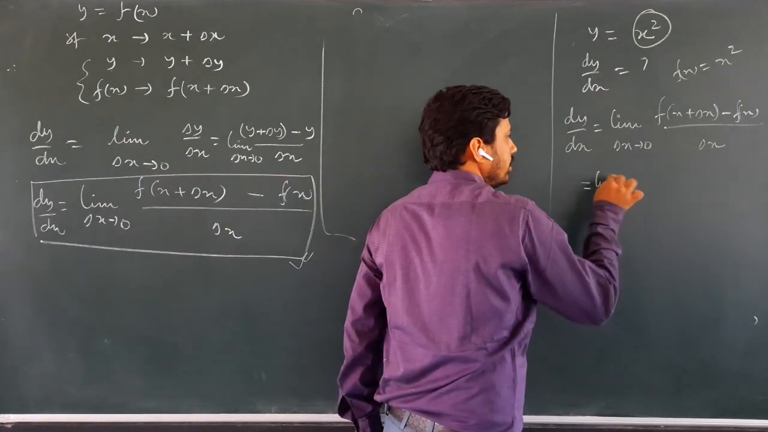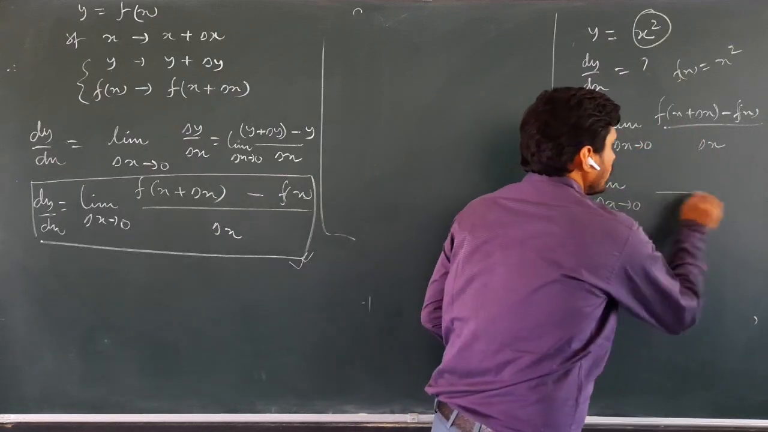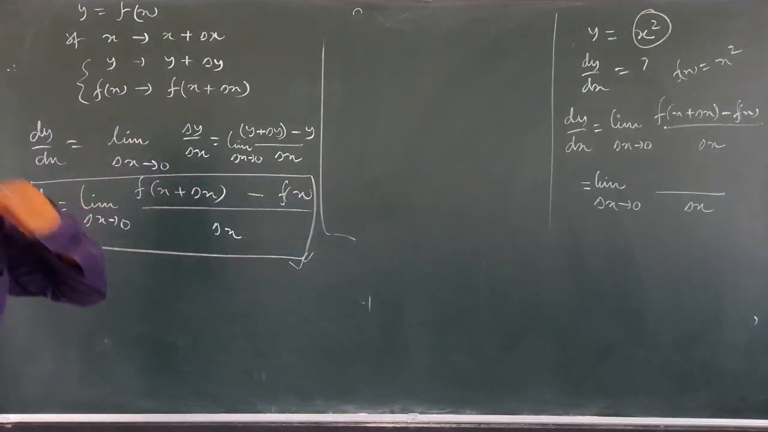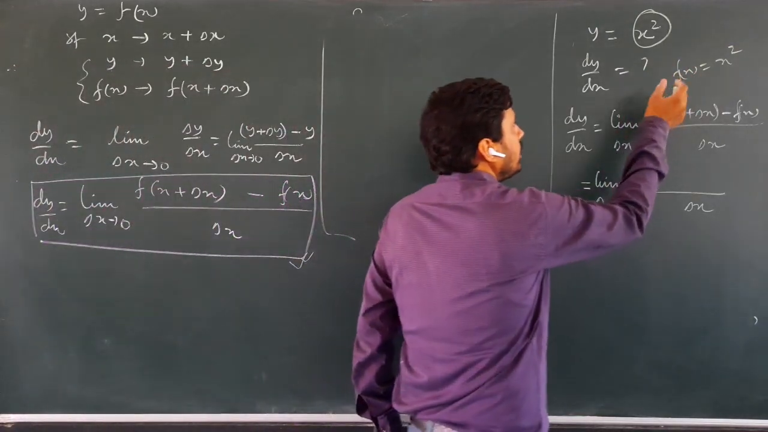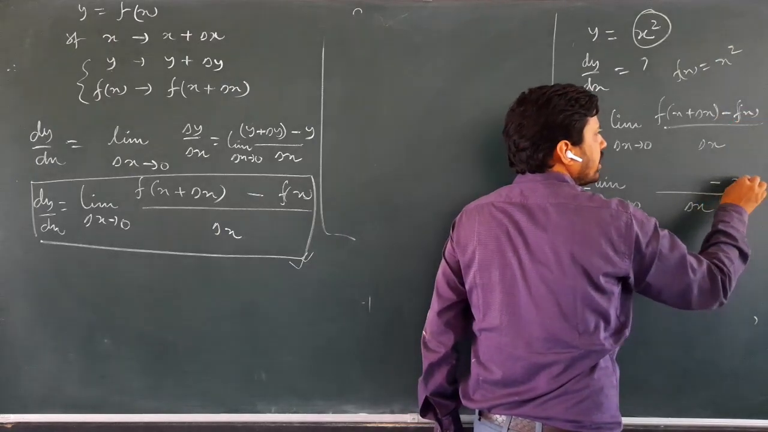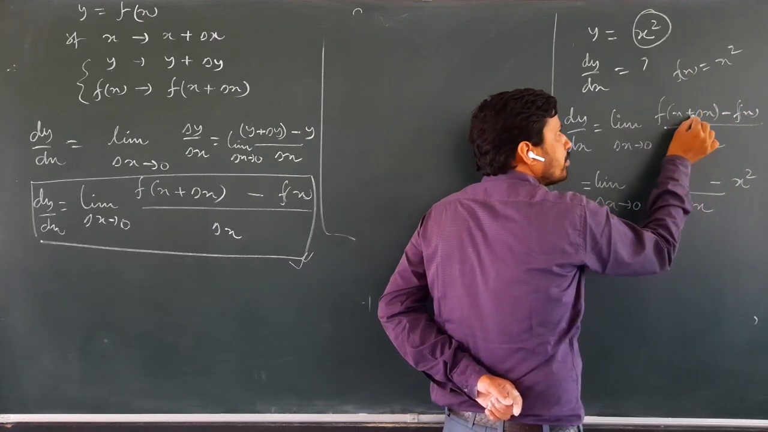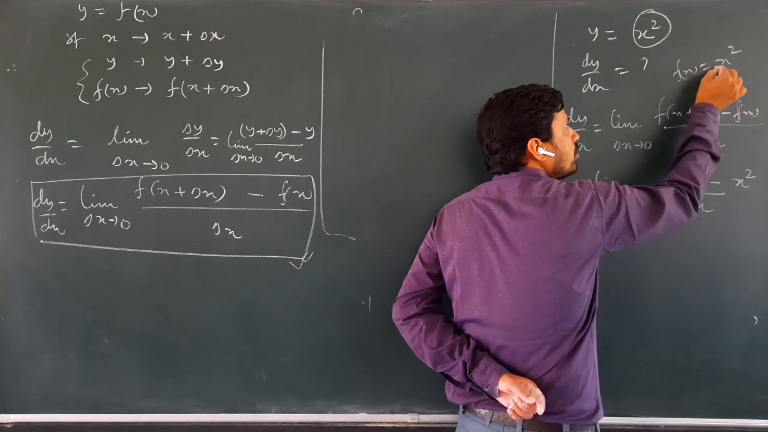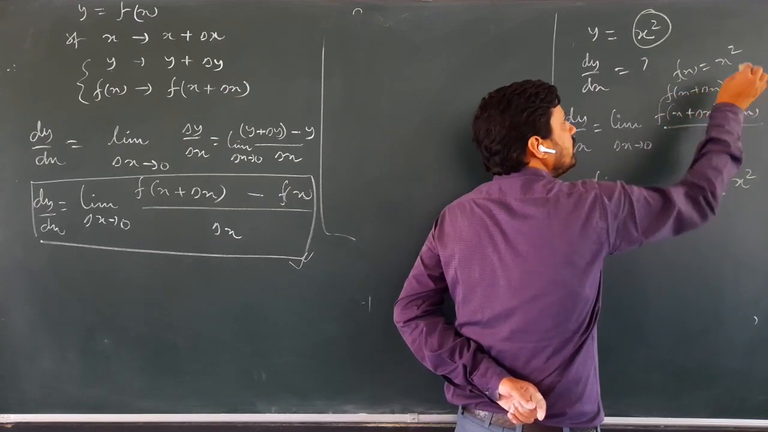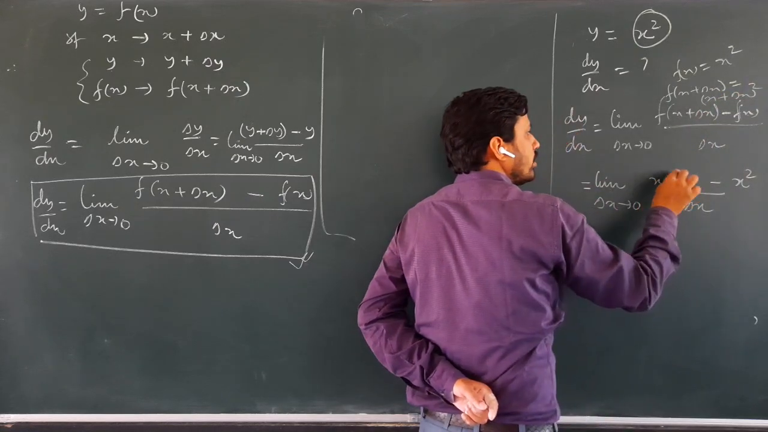So this becomes limit delta x tends to 0. In the denominator we have delta x, f of x plus delta x. See, f(x) is equal to x square, so minus f(x) will become minus x square. Now instead of x, here we have x plus delta x. So f(x) is equal to x square, so f of x plus delta x will be equal to x plus delta x whole square. So we'll put that value.